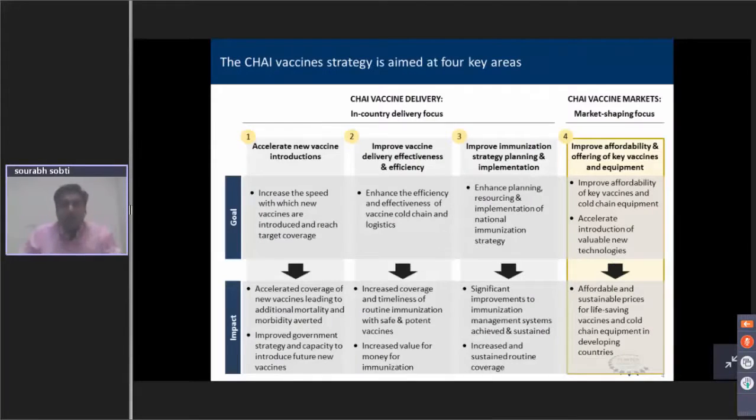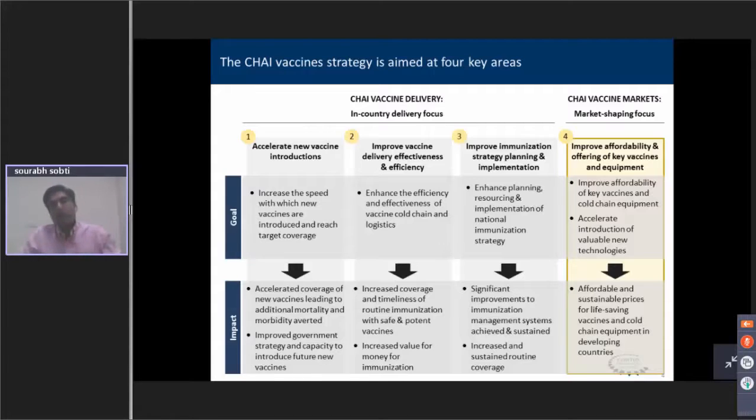CHAI's vaccine strategy is focused on four key areas. The first is accelerating new vaccine introduction, where the goal is to increase the speed with which new vaccines are introduced and reach target coverage. The impact here is that inclusion of new vaccines will significantly reduce the mortality and morbidity associated with vaccine preventable diseases. We also help and support government strategy and capacity to introduce future new vaccines.